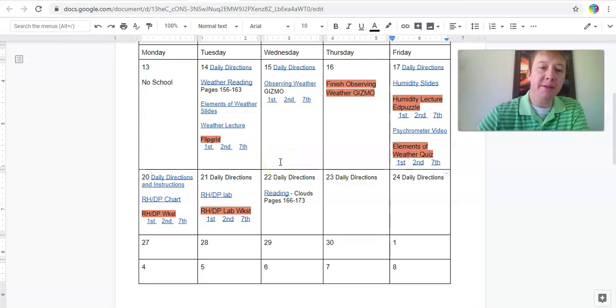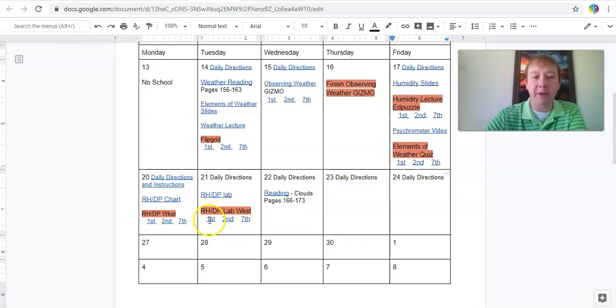And what we're looking at today is the directions for April 21st. We're looking at doing the relative humidity and dew point lab. So it's kind of two sheets or two things you're going to need to have open for this. First one is the actual lab worksheet that you're going to be filling out and turning in. So let's click on your class period for that.